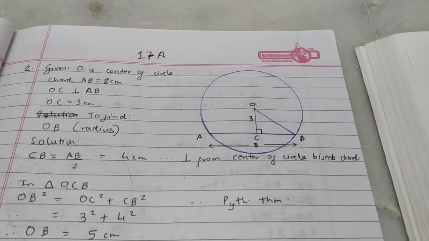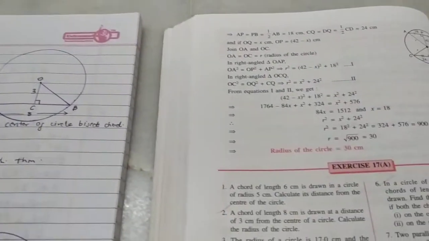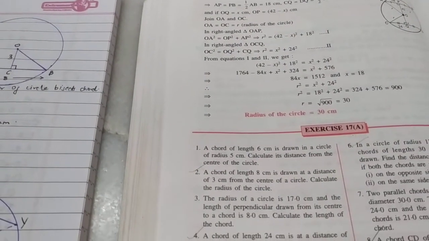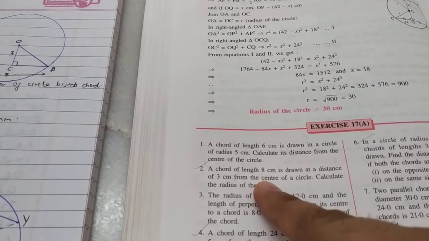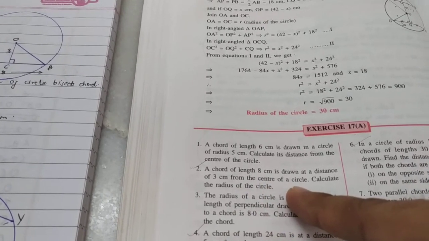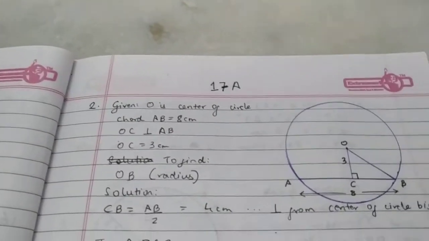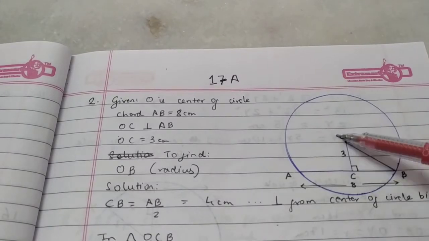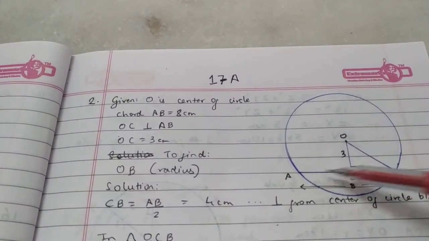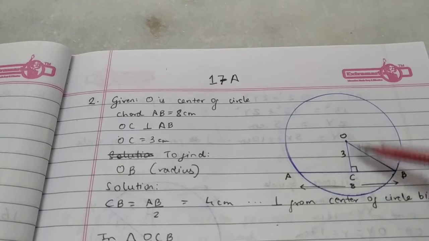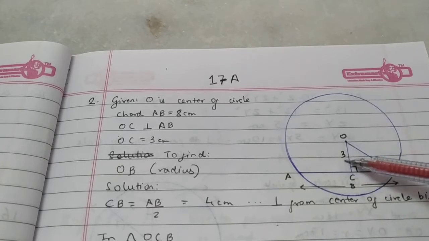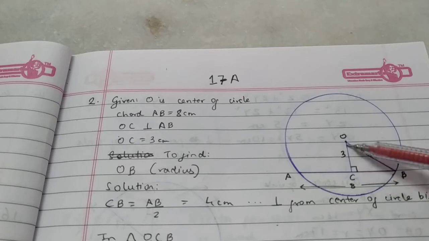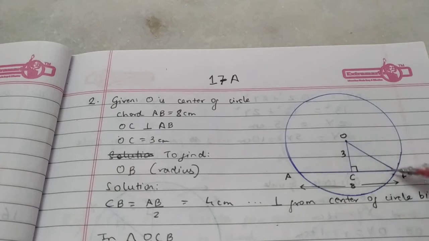In this sum, the figure is not given. They've given us the measurements, but no labeling has been given, so we will have to state all of that. That's necessary. O is the center of the circle, chord AB is 8 centimeters and its distance, that is OC, is 3 centimeters. And whenever I say distance from the center, that means it is perpendicular. They've asked us to find the radius, which in this case is OB.